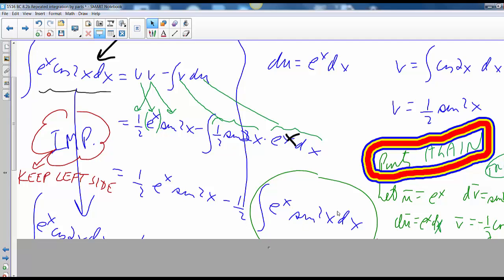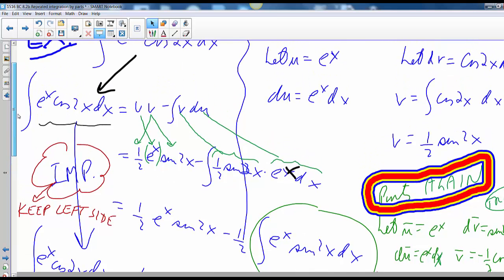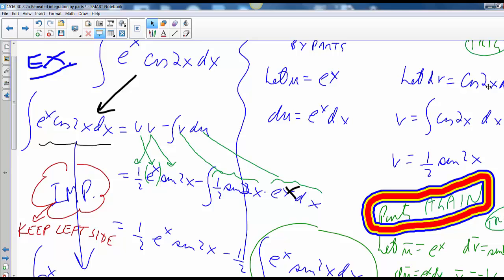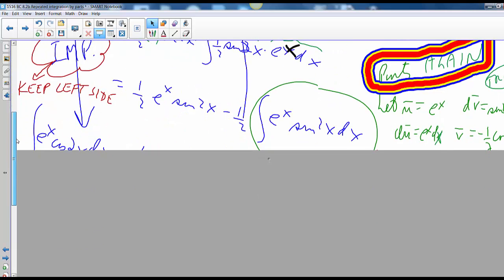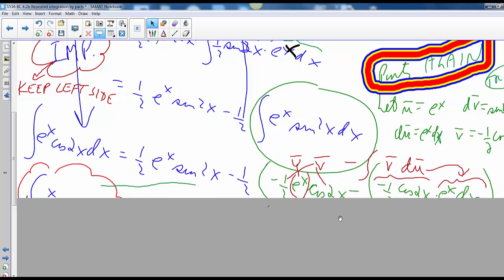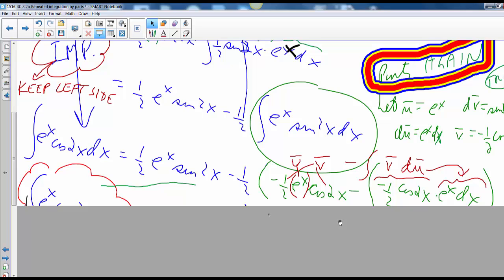And again, you have to be consistent. Up at the beginning, when you did this, you let dv equal the trig part of it. So you've got to be consistent, and you've got to let dv bar equal the trig part of it, which is sine 2x dx. So that means u bar is the rest of it, which is e to the x. Differentiate, integrate, and now you're going to have u bar v bar minus the integral of v bar du bar.